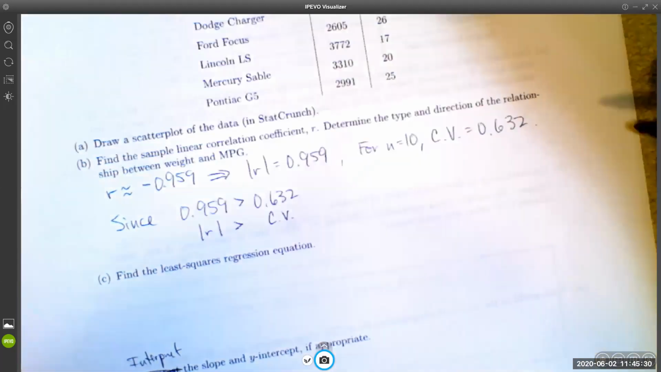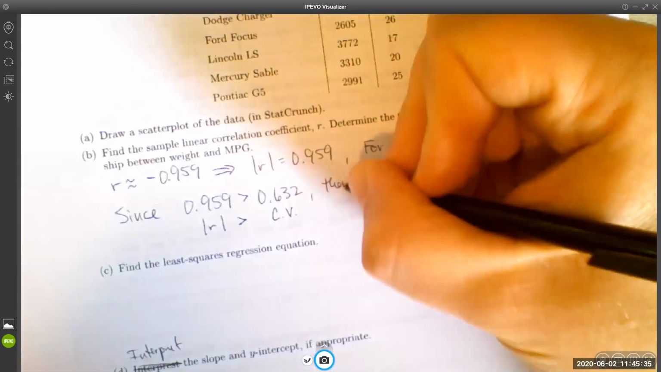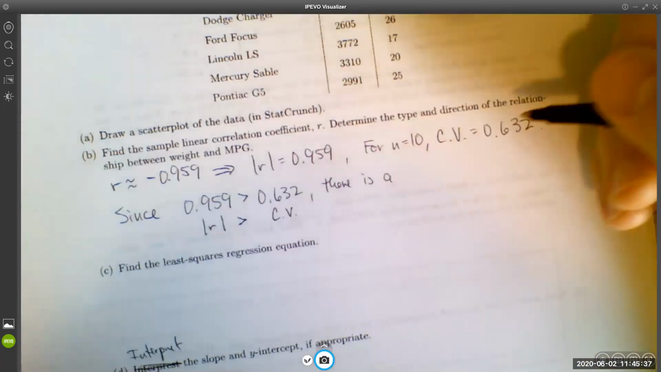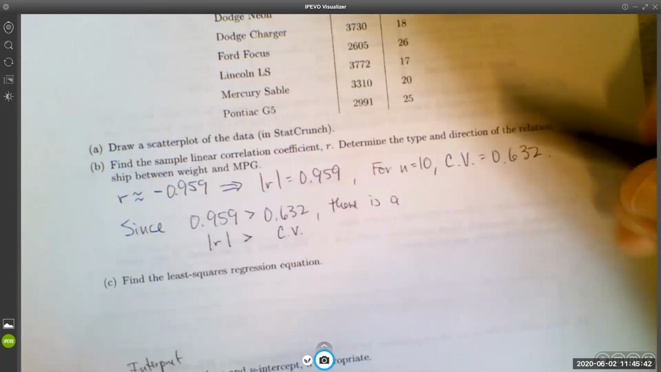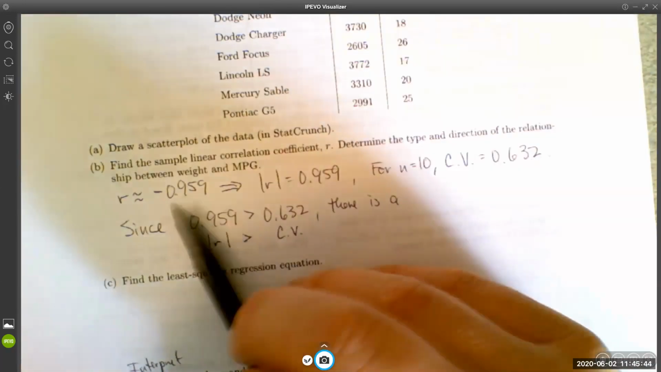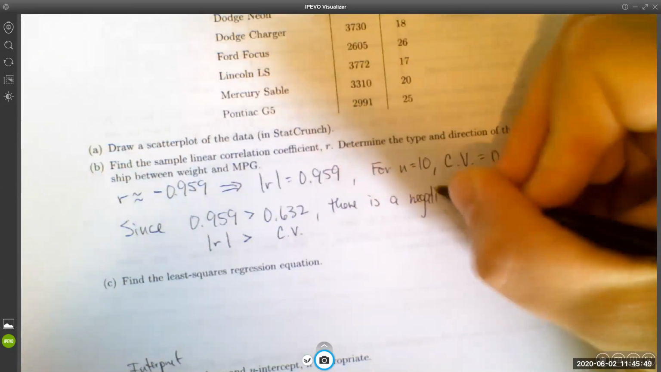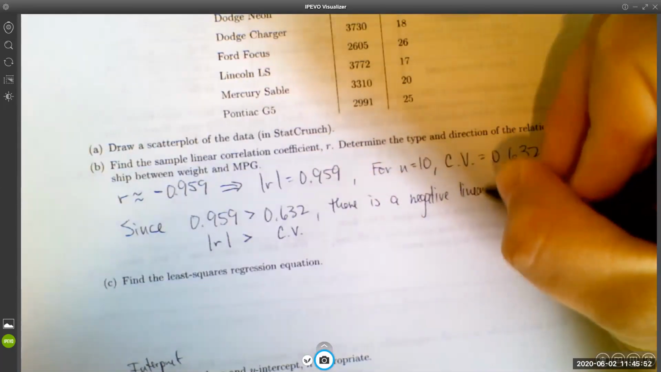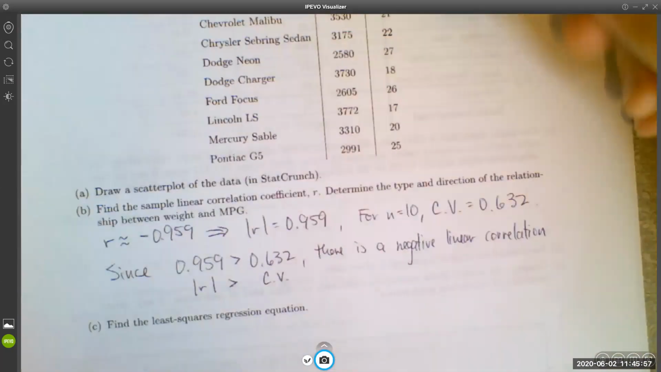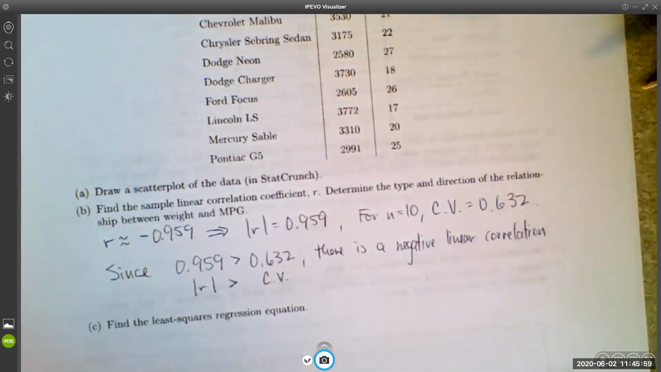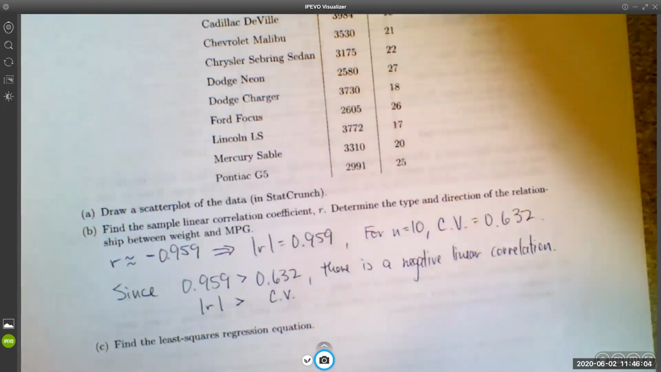Since the correlation statistic is greater than the critical value, there is a linear correlation. It says determine the type and direction. So we need to say if it's positive or negative. And since R was negative, we're going to say there is a negative linear correlation, right? That makes total sense. It's like the heavier the car, the less miles per gallon it's going to get. That just makes intuitive sense. So of course there's a negative linear correlation.